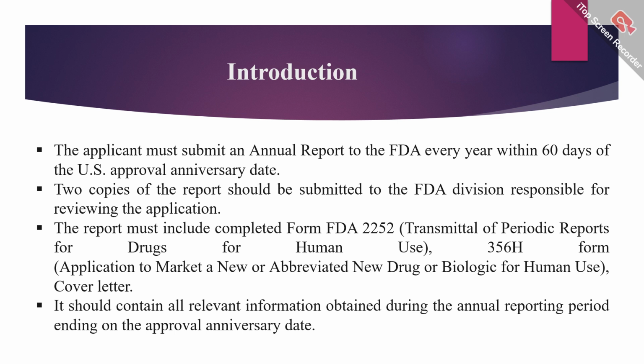Now, without any delay, we will go into the topic introduction. The applicant must submit an annual report to the FDA every year within 60 days of the US approval anniversary date. That is, whenever we got approval, after that, within 60 days, we have to submit. Two copies of the report should be submitted to the FDA division responsible for review.